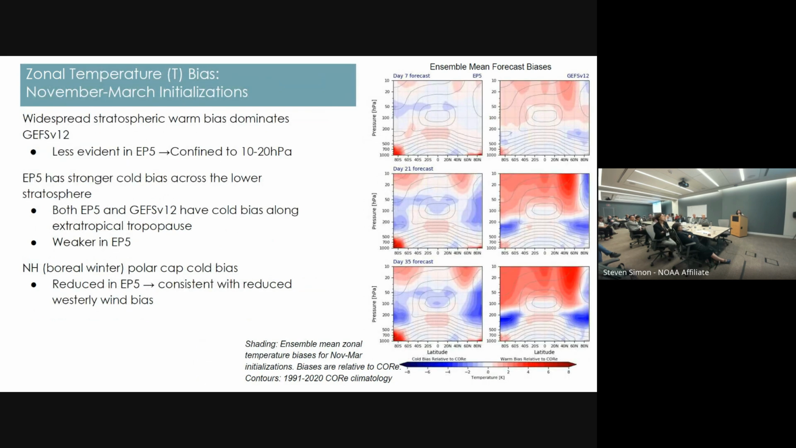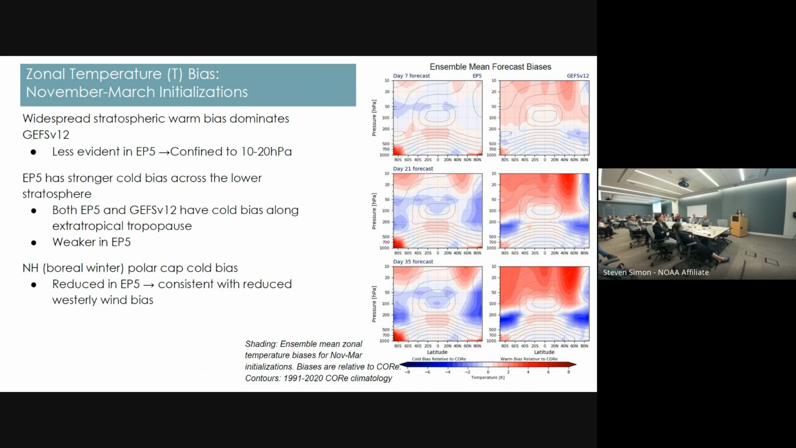This is the same idea, but for zonal temperature. The few things I want to point out here is, one, you can see in GEFSv12, this red, there's this pretty substantial warm bias. And the amplitudes are definitely reduced. The warm biases tend to be confined now to about 10 to 20 hectopascals. We do, however, see more of a cold bias in this region.